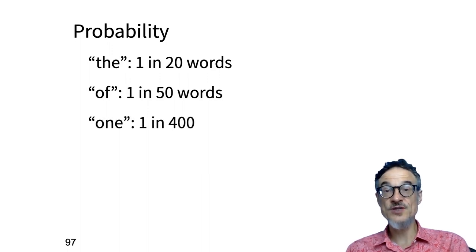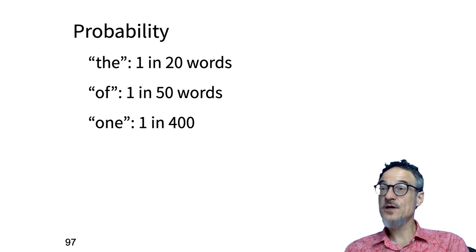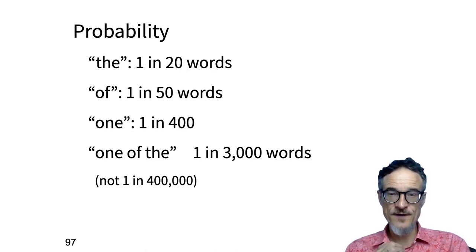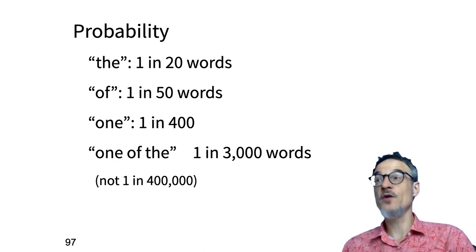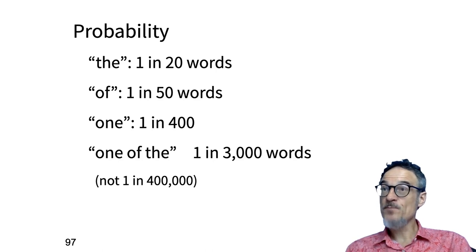Similarly, we can look at "one." "One" appears once every 400 words or so. And "one of the" appears once every 3,000 words. If we do the calculation, if English was random, it would appear once every 400,000 words. But it doesn't. "One of the" is again, if that was a word, it would be in the top 100.